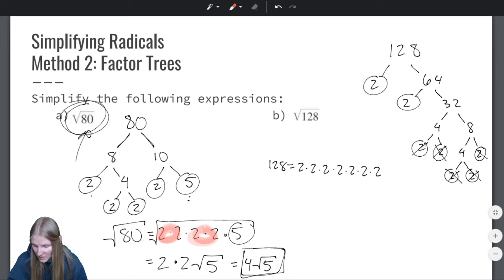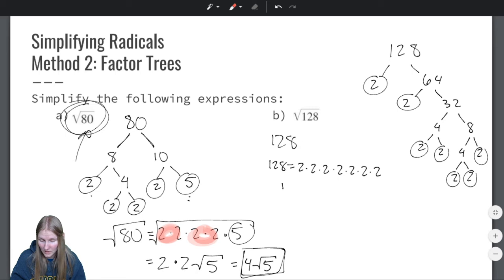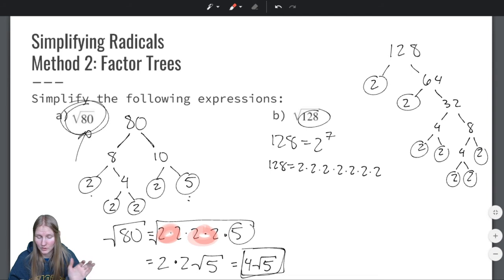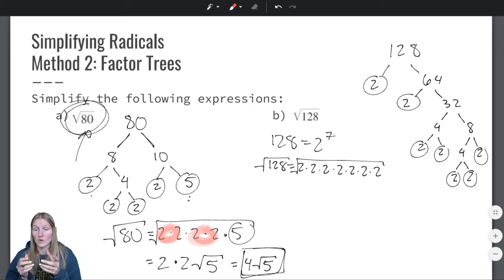So this is a big number. 128 is a big number. Let me rewrite these. Okay, so another way we could write this is 128 is 2 to the 7th power. Maybe you notice that 128 is a power of 2. Anyways, if we're taking the square root of 128, we're taking the square root of 2 times 2 times 2 times 2 times 2 times 2 times 2, 7 times. So let's match up our buddies.